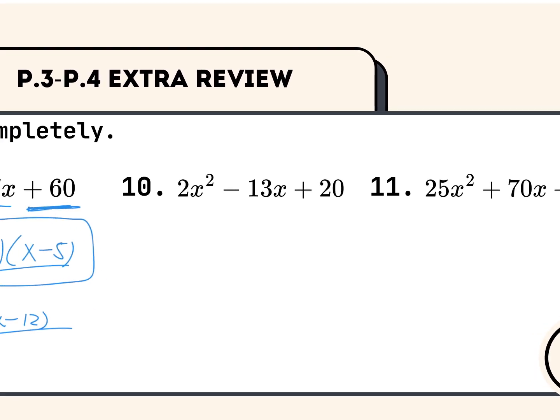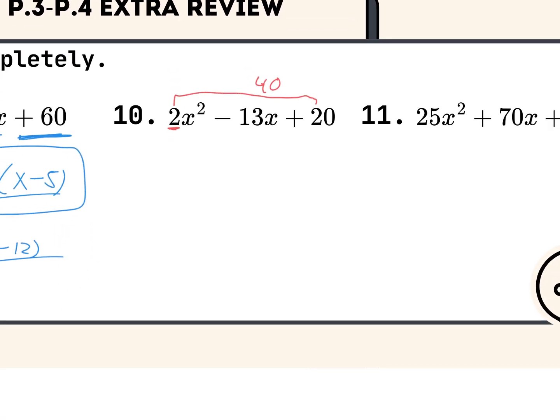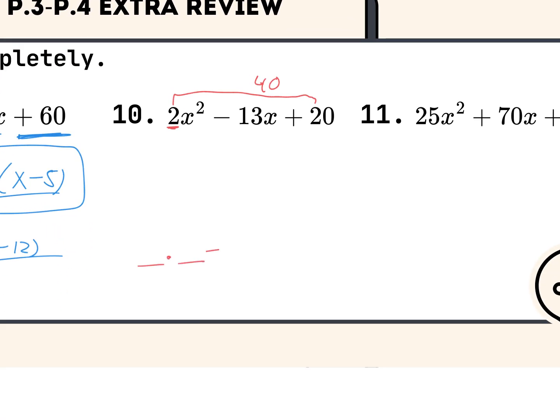This time we do have something in front of the x squared. There's a number in front, right, a 2. So I'm going to do the first times the last, so 2 times 20, and that's going to get me 40. And we're going to be doing the same thing, right? I'm looking for 2 numbers that when I multiply, I get a 40, and 2 numbers that when I add them, I get a negative 13. All right, so think about this one, it should get you negative 8 and negative 5.